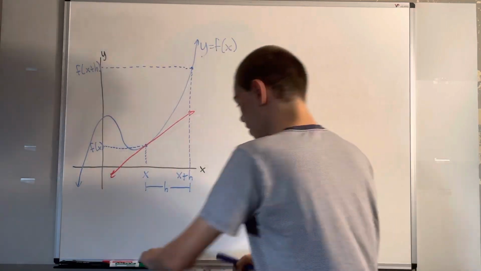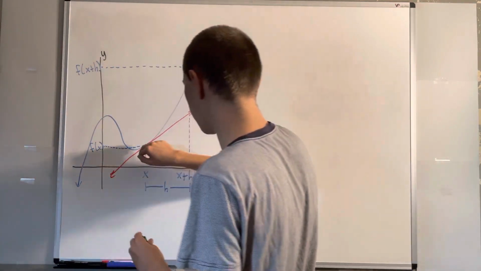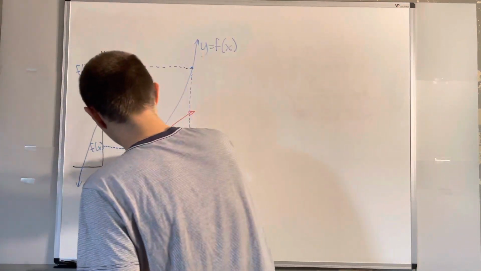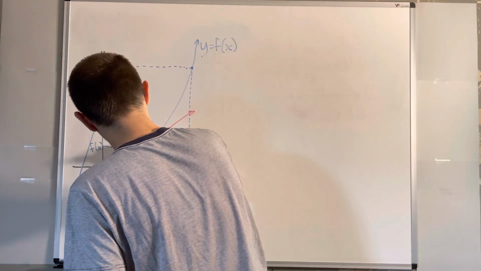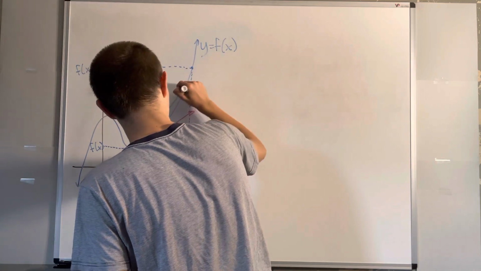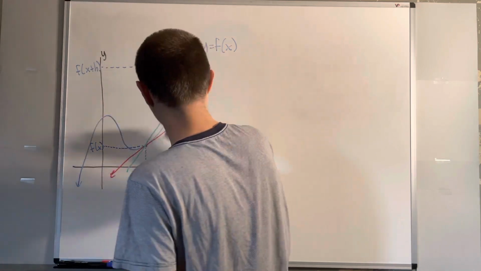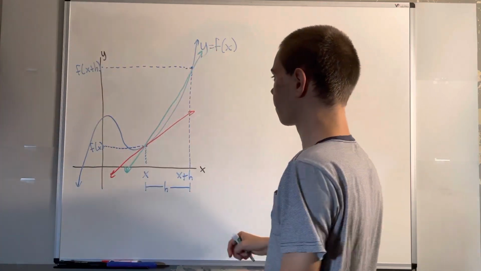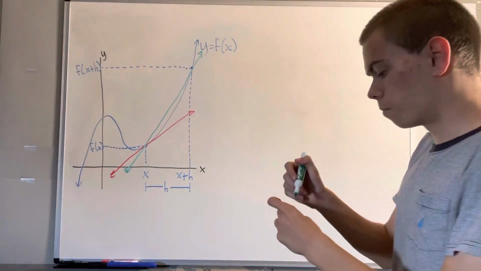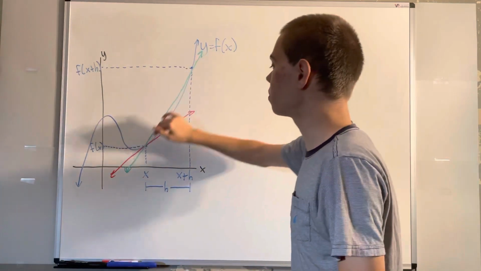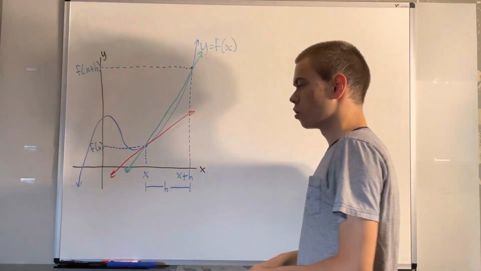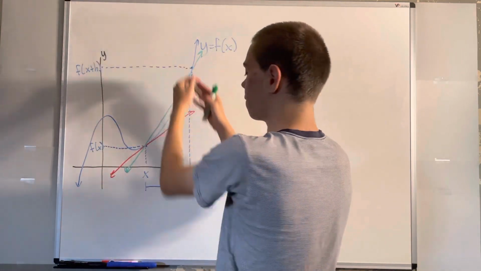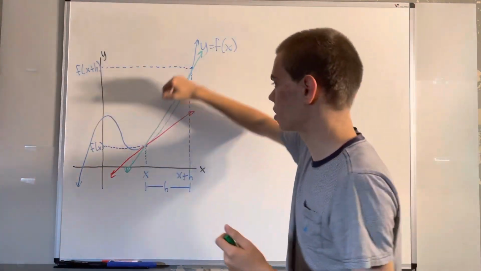All right, and the line that goes through these 2 points, I'm going to make it in green, and it's going to look something like this. So it's the line going through those 2 points. And we actually have the ability to find the slope of this line because we know the x and y value of this point and the x and y value of that point.